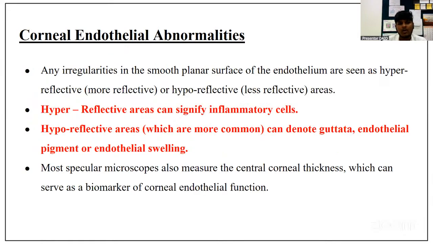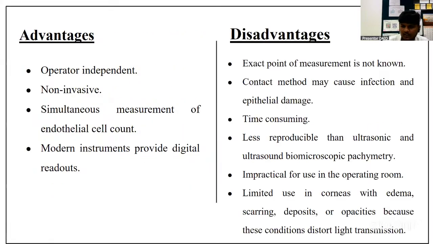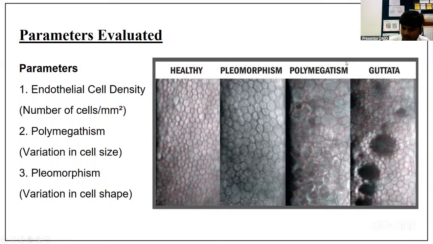So now we can see the corneal endothelial abnormalities. Any irregularities in the smooth planar surface of the endothelium are seen as hyperreflective or hyporeflective areas. Hyperreflective areas can signify inflammatory cells. Hyporeflective areas, which are more common, can denote cataract, endothelial pigment, and endothelial swelling. We can see in this image a hyperreflection and you can see the hyporeflection.